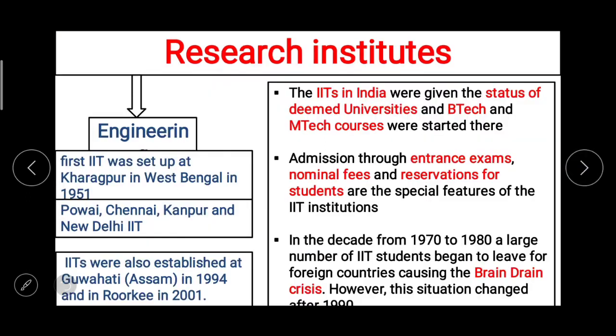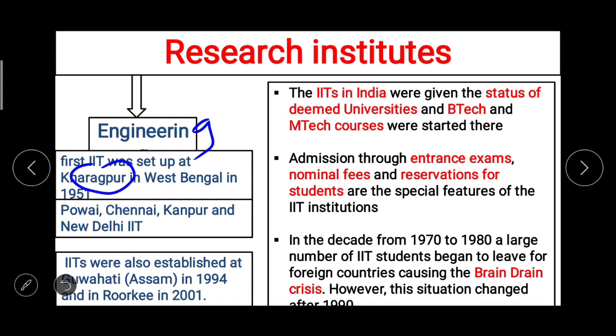Then the next field, that is engineering. India's first IIT was set up at Kharagpur in West Bengal in 1951. The objective of this institute was that higher and advanced education in all branches of engineering should be available in India and meet the country's needs.